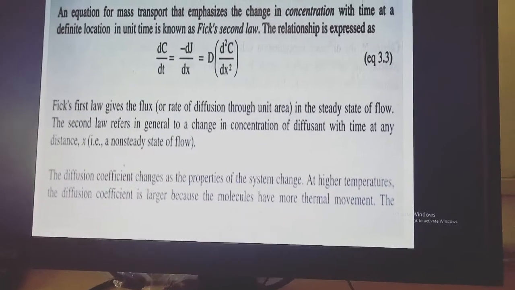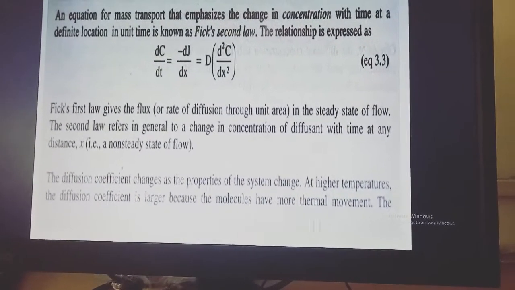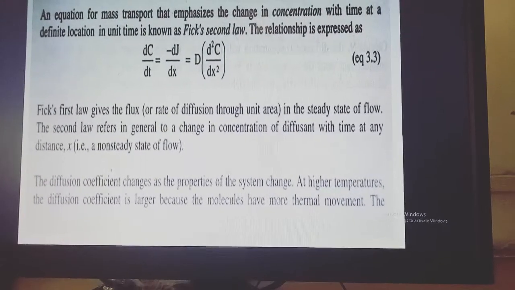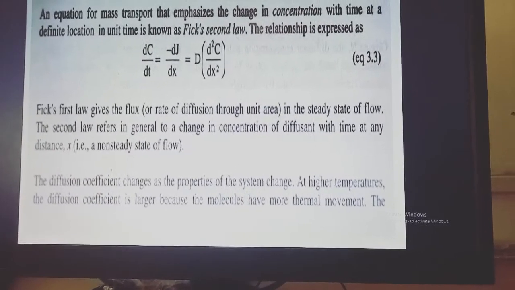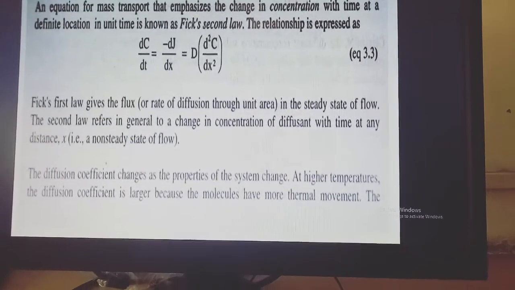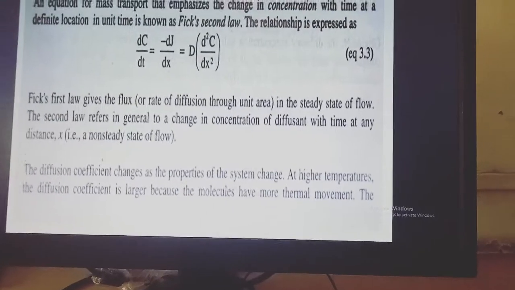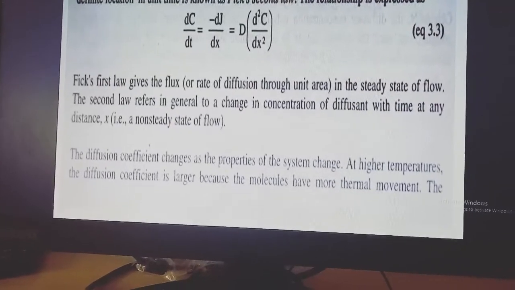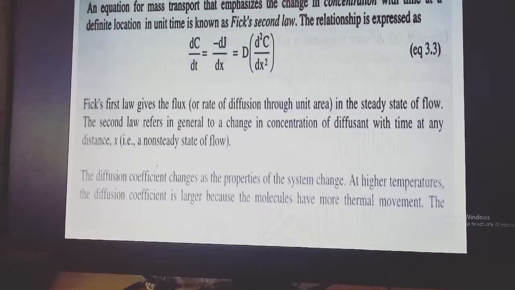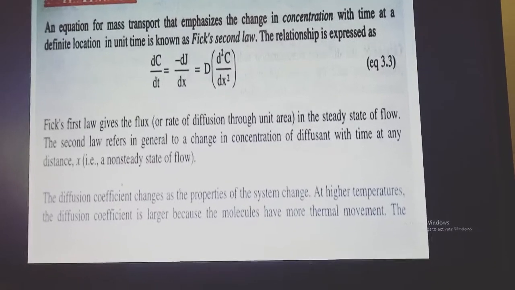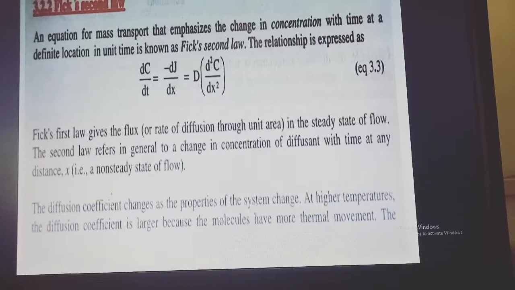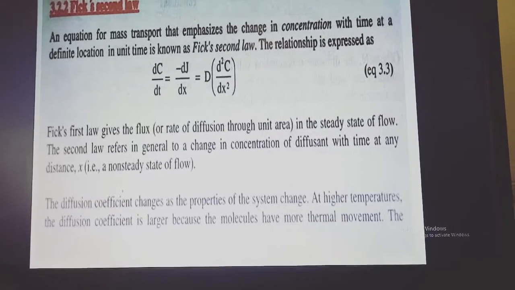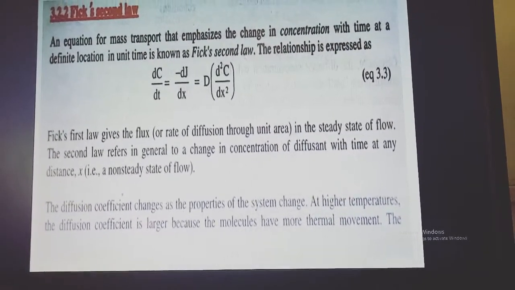Okay, Fick's first law gives the flux in the steady state of flow, and Fick's second law refers in general to the change in concentration of diffusant with time at any distance. Non-steady state means the first law has given the flux in the steady state and the second law has given the flux in the non-steady state of flow. The diffusion coefficient changes as the properties of the system change. At higher temperature, the diffusion coefficient is larger because the molecules have more thermal movement.